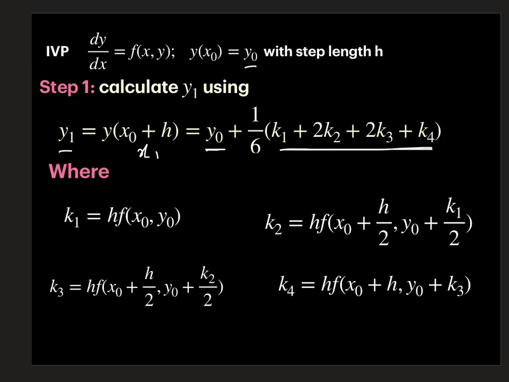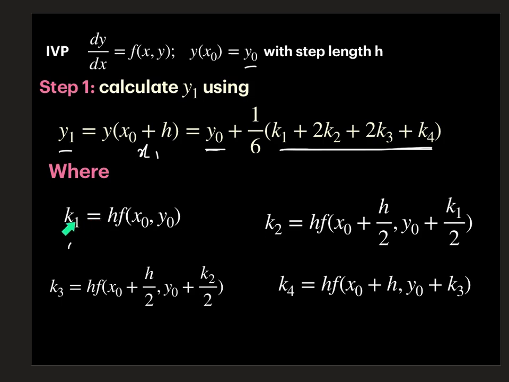And we also have the geometrical meaning of these k's. K1 is the increment based on the slope at the beginning of the interval using y. K2 is the increment based on the slope at the midpoint of the interval. Next, K3 is again the increment based on the slope at the midpoint. Next, K4 is the increment based on the slope at the end of the interval.